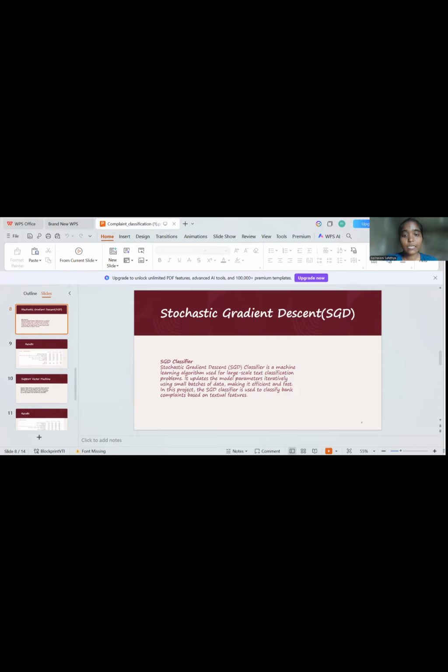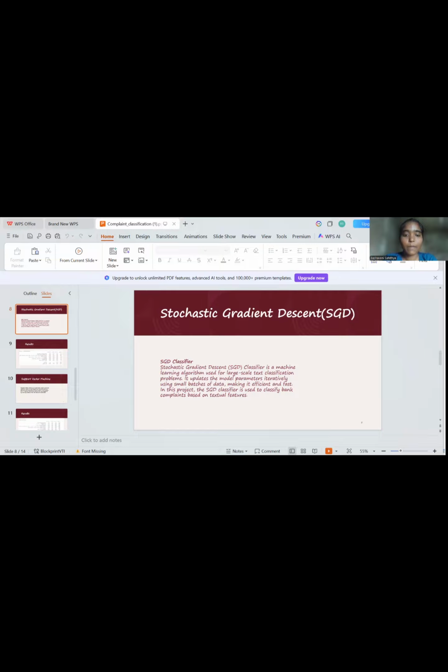Why did we use the SGD model in our project? Because our data set contains a large number of complaint records. Text data becomes higher dimensional after TF-IDF is used. So SGD handles such data quickly and efficiently. The advantages of using the SGD model are fast training for large data sets, memory efficiency, works well for text classification problems, and suitable for real-time applications.